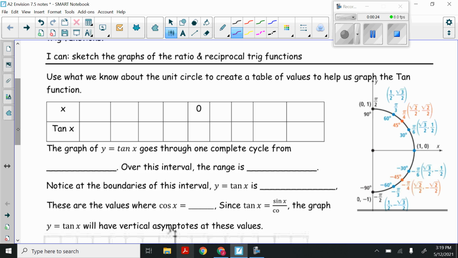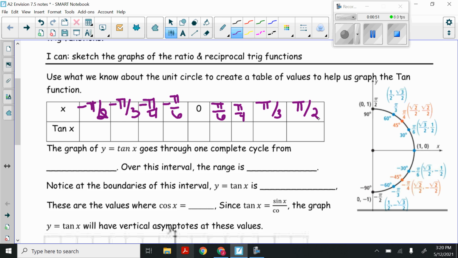So we're going to go from x's from negative pi over 2, we're going to go, let's say, pi over 2. Negative pi over 3, negative pi over 4, negative pi over 6, 0, and then we're going to do the positive ones, pi over 6, pi over 4, pi over 3, and pi over 2.